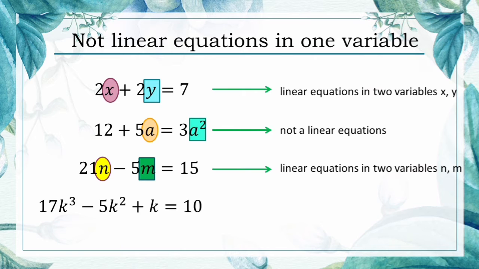Number 4, 17 times k to the power of 3 minus 5 times k to the power of 2 plus k equal to 10. This expression is not a linear equation because the highest power of the variable k is 3.